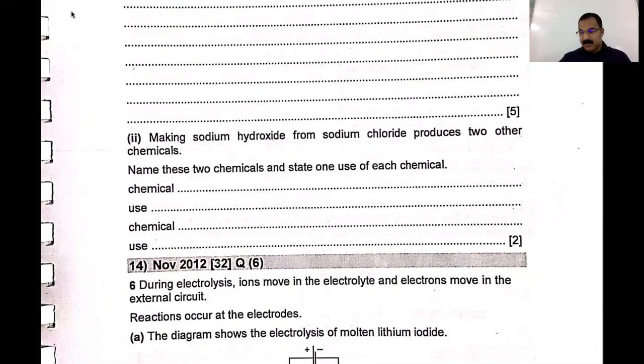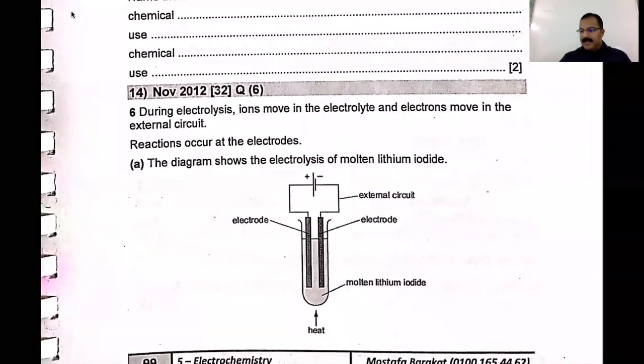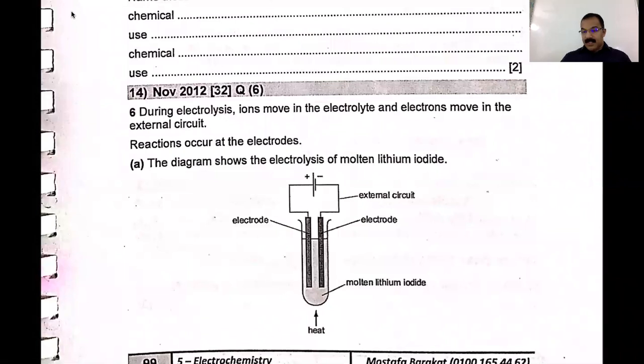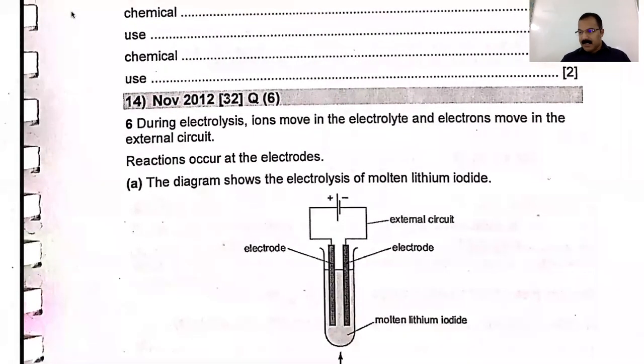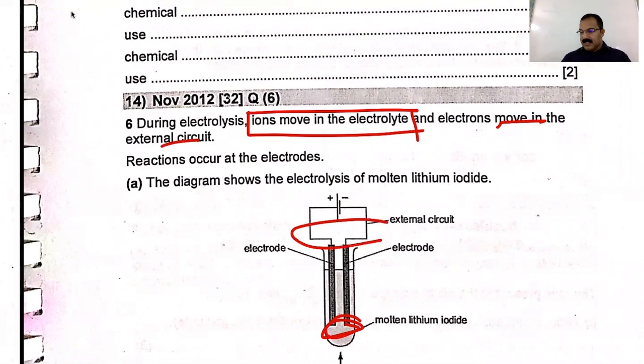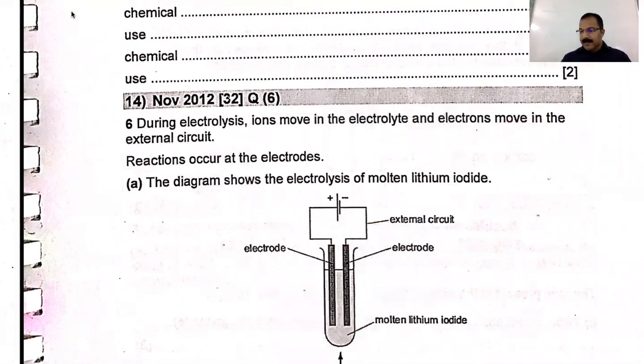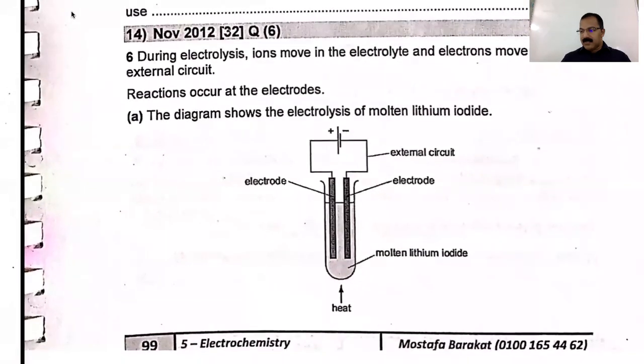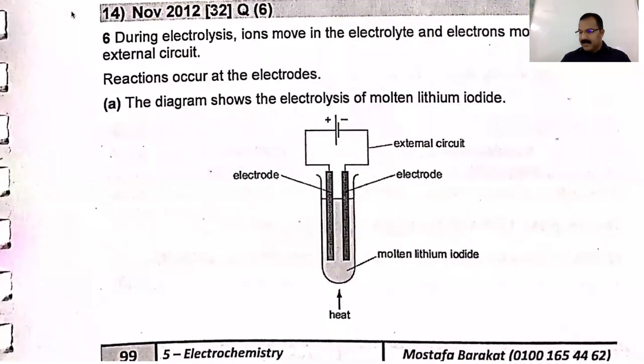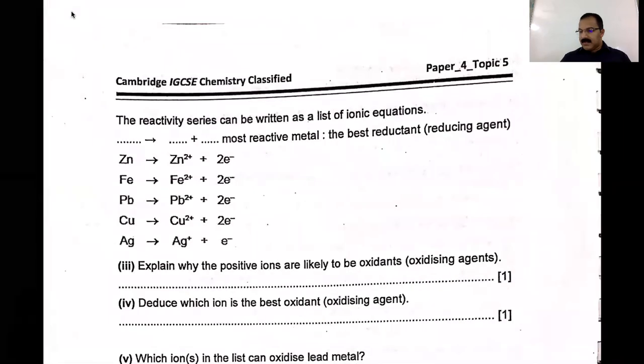It is killing germs. During the electrolysis, ions move in the electrolyte and electrons move in the external circuit. Please remember, that's a good point. A few times they have asked it in the multiple choice questions as well. Ions are moving in the electrolyte here and electrons are moving in the external circuit. This external circuit is a movement of electrons. All right. The diagram shows the electrolysis of molten lithium iodide. Okay. What's the question?